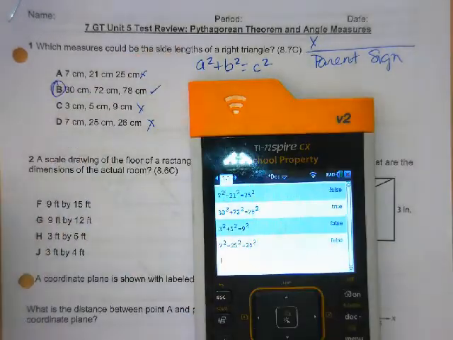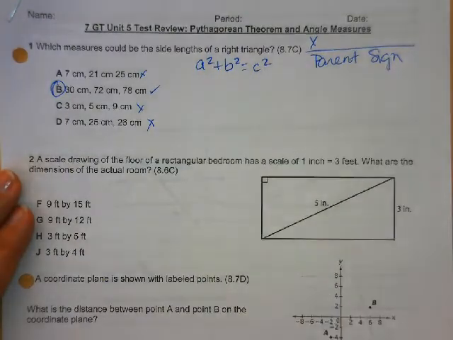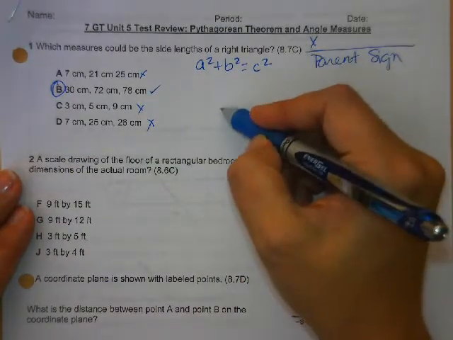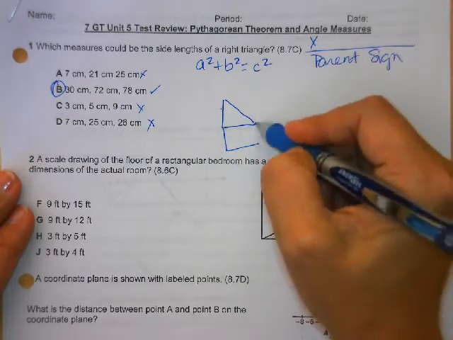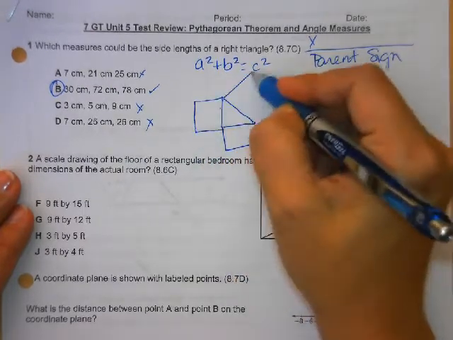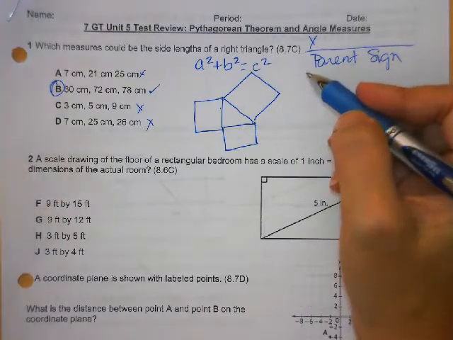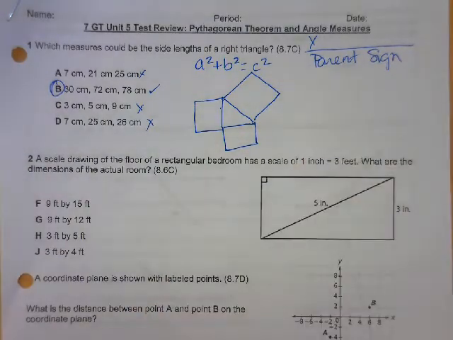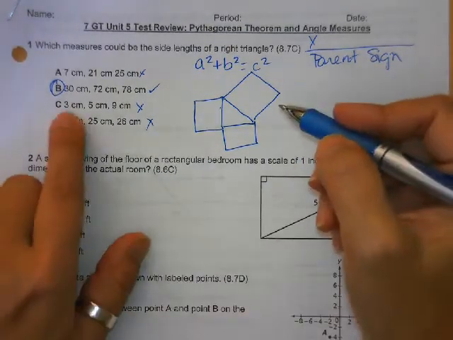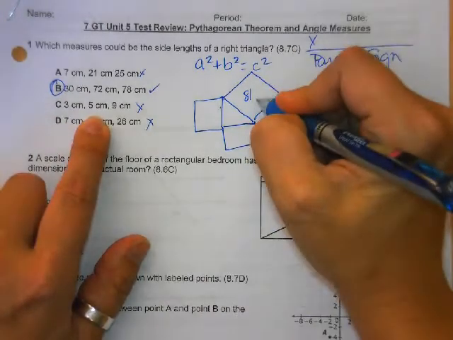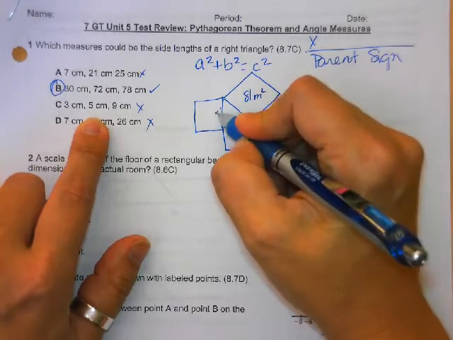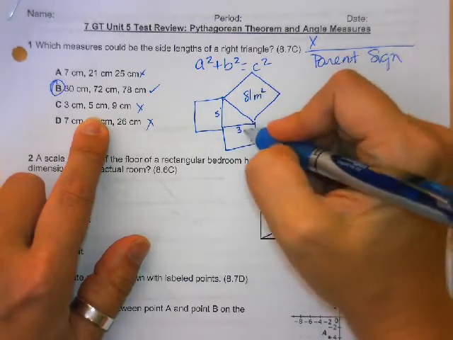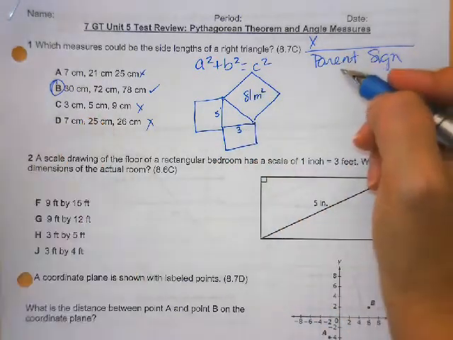So sometimes you'll see these with numbers listed out like this. Sometimes they'll do it with the boxes. So maybe they gave you the boxes like this. And maybe sometimes they'll give you the area on some of them. So if we're looking at C, maybe they give you this one is 81 meters squared, and they tell you that this is 5 and this is 3, and you can decide if that's a right triangle or not.